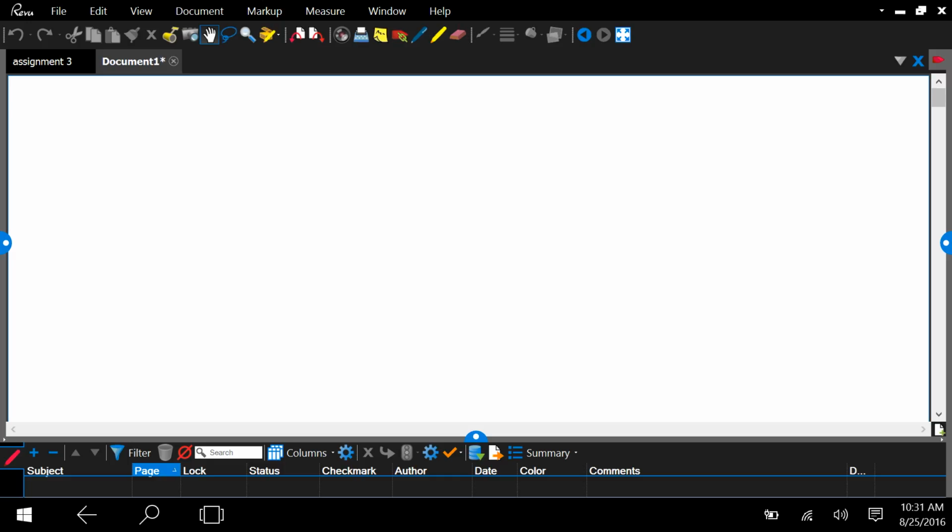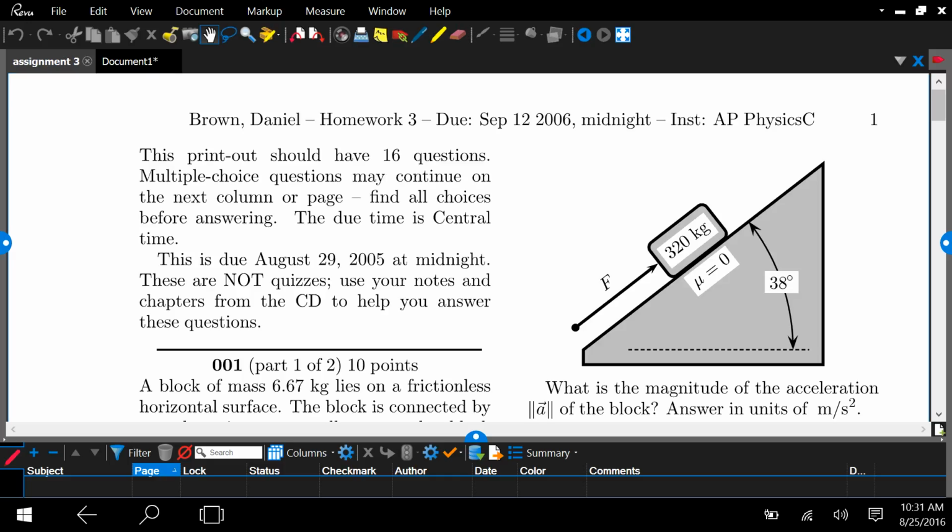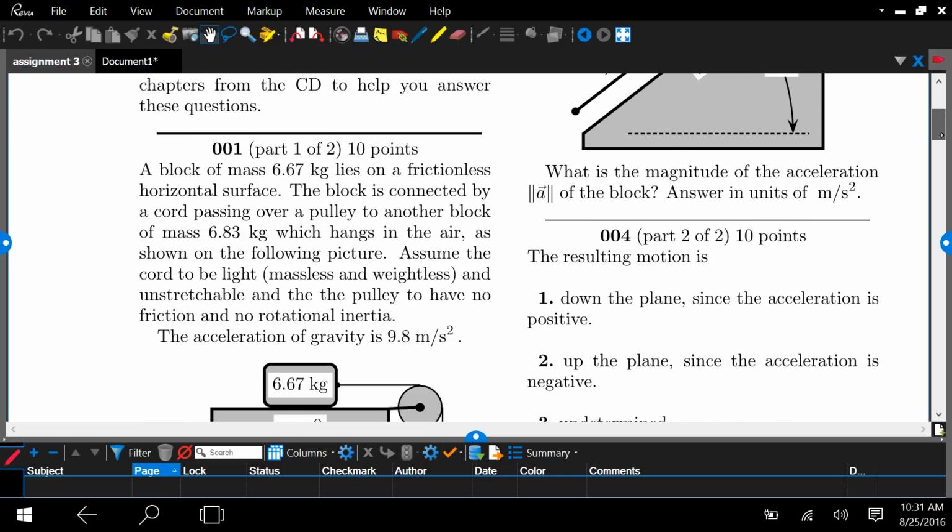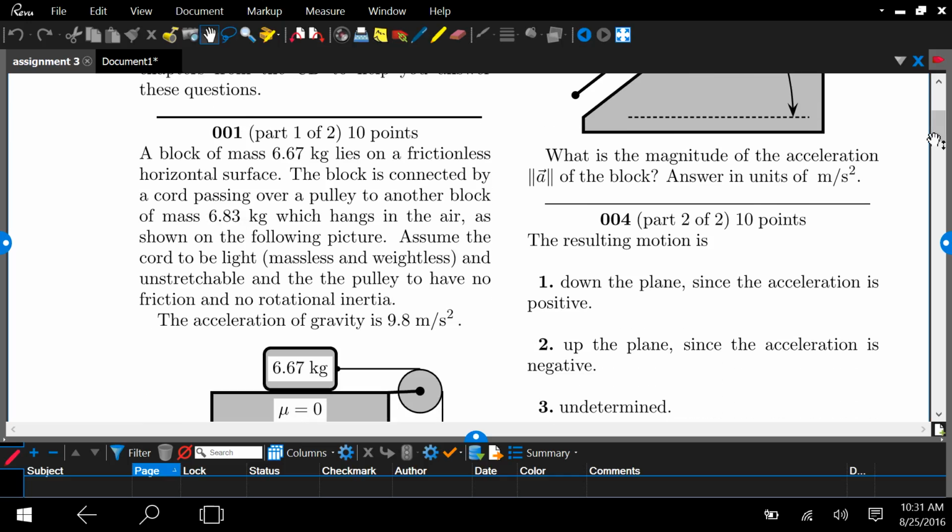Okay, class. So here we are for the third assignment. Third piece of our summer assignment, taking a look at some questions here and how to work some problems around forces.